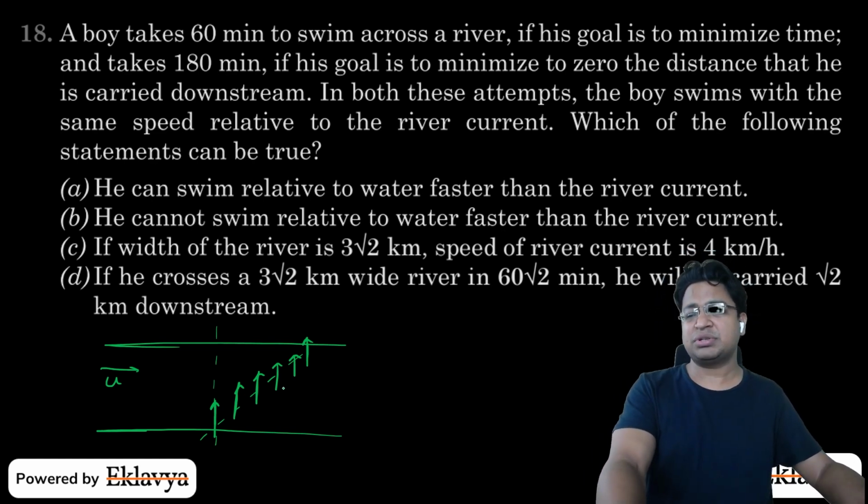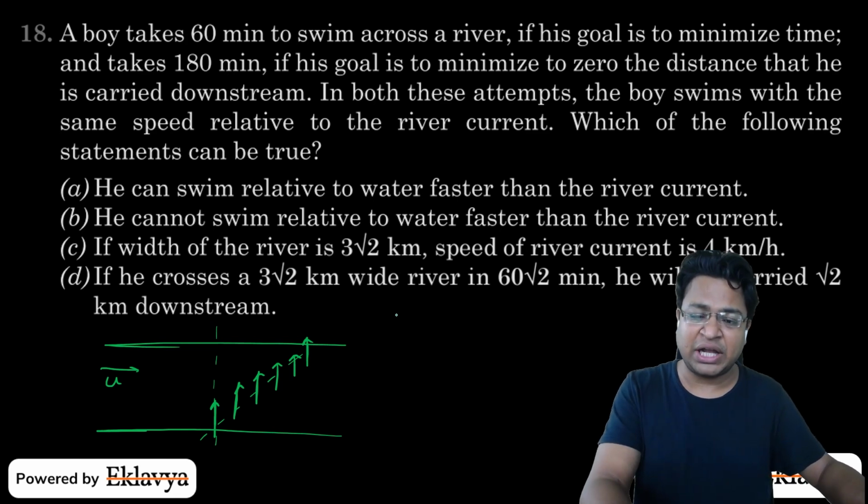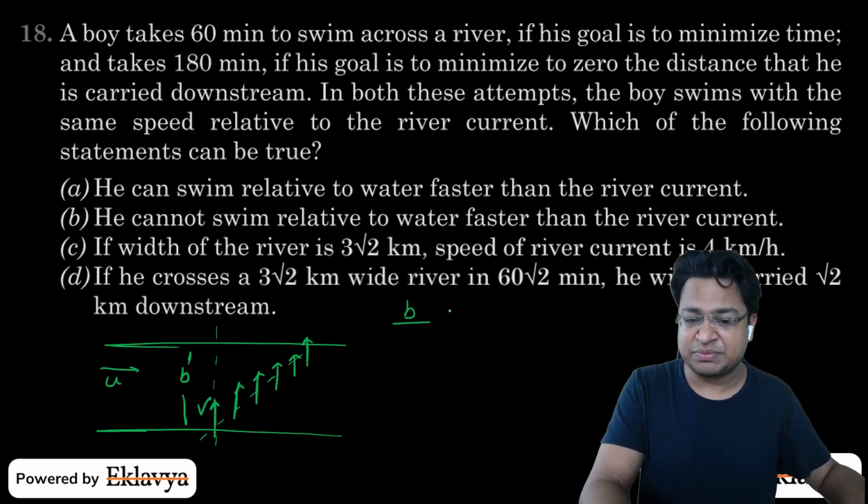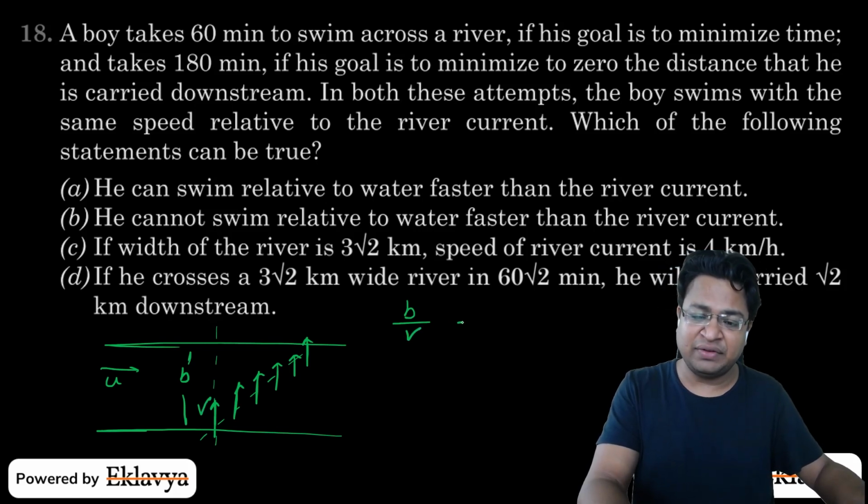All right, and this situation gives us the least amount of time, and that time is given by what? That time is given by the width of the river, let me call this width b, divided by the speed with which the swimmer can swim with respect to the river. So b by v. This is given to us as 60 minutes. So let me write this down.